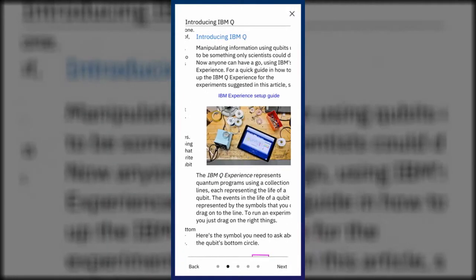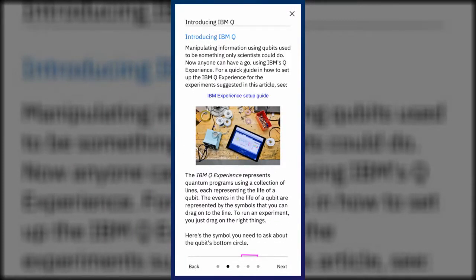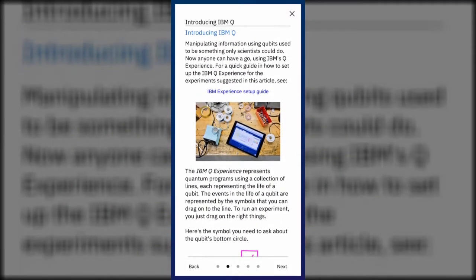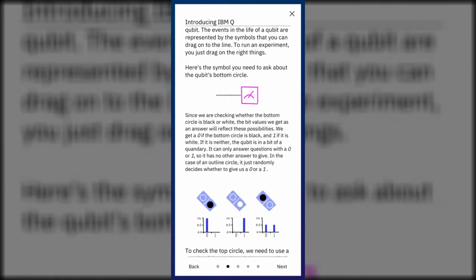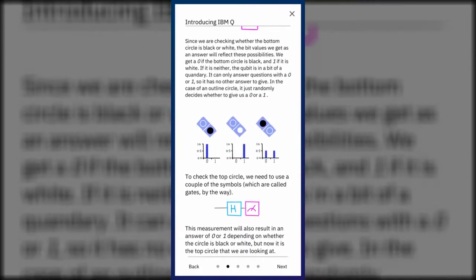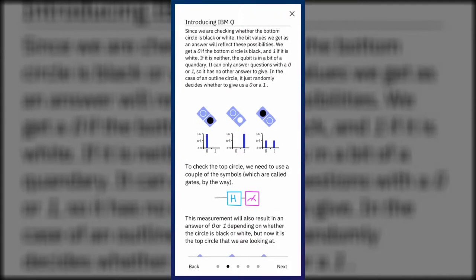Next, IBM Q. That doesn't seem to be needed. So that's the measurement gate, and here you have, okay, so what does this mean? Okay, so black is 0. This means a 100% chance of just getting 0. White is 1.